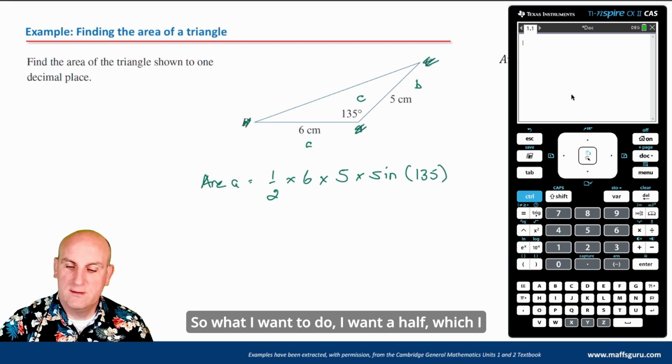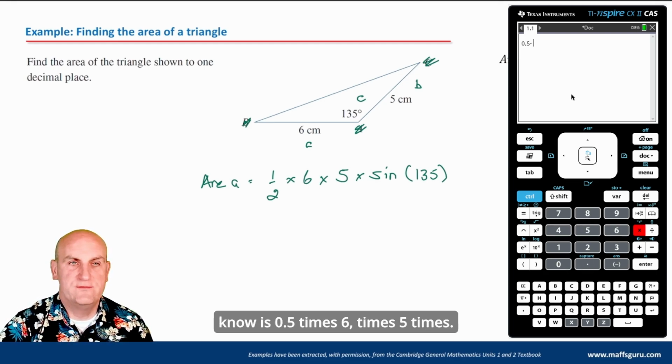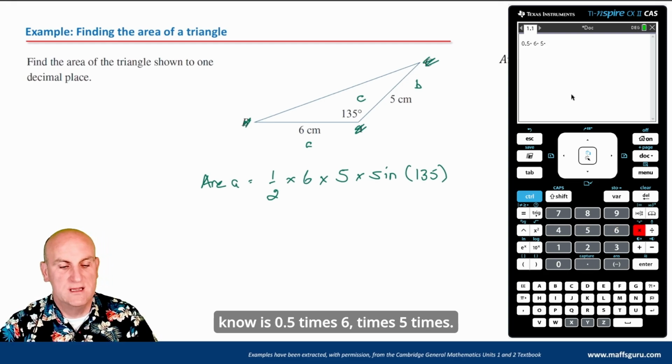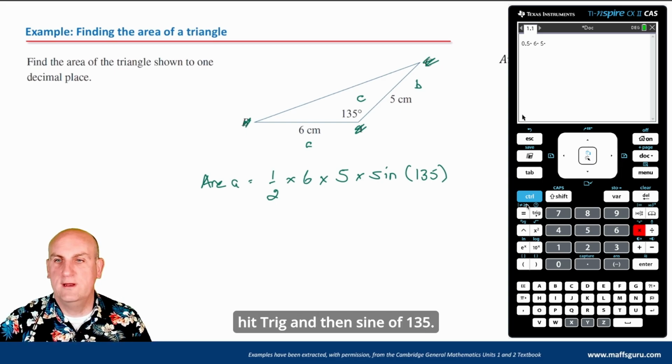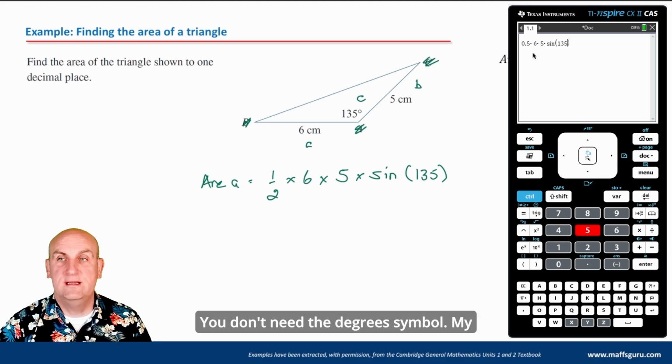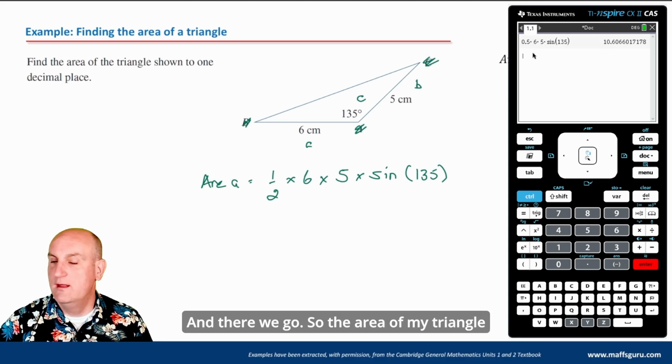So what do I want to do? I want a half, which I know is 0.5, times 6 times 5 times the sine. So I'm going to hit trig and then sine of 135. You don't need the degree symbol. My calculator's in degrees mode, and there we go.